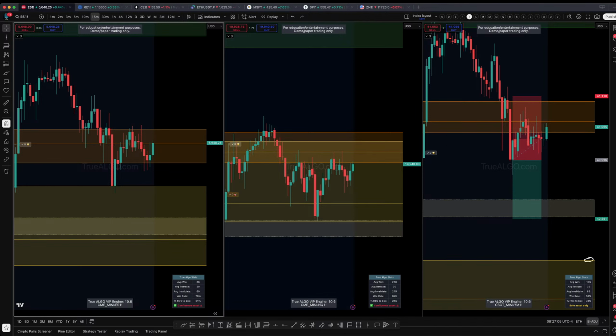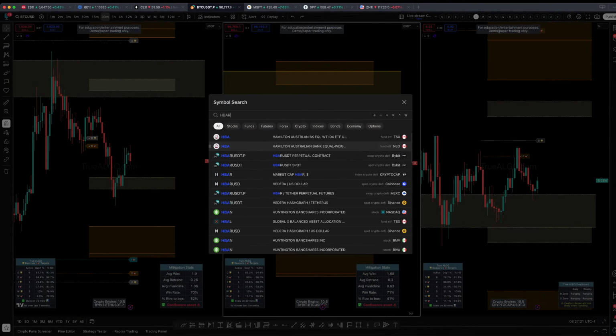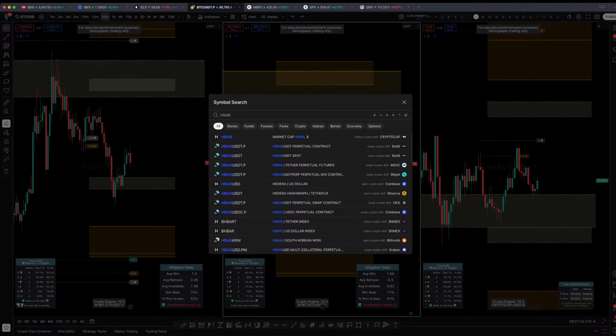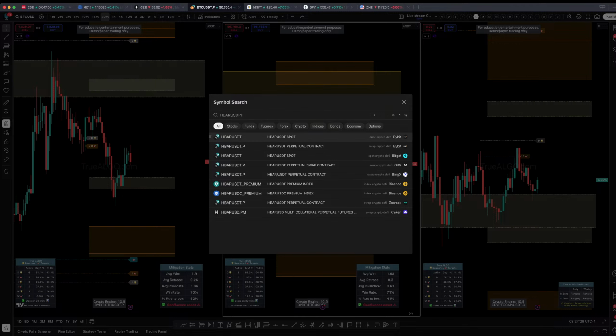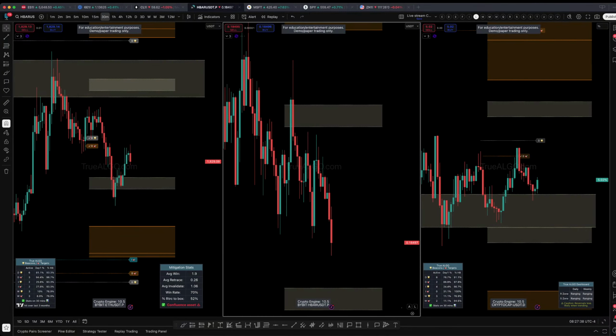Welcome, AK. Is H-bar for crypto? I'm trying to think. That's a crypto coin, right? I don't even know if we support all crypto coins. Trying to see if I can pull it up. Oh, it's a DeFi coin too. I don't think we have this one, but I'll check it. We don't have all crypto. Oh no, we do. There you go.